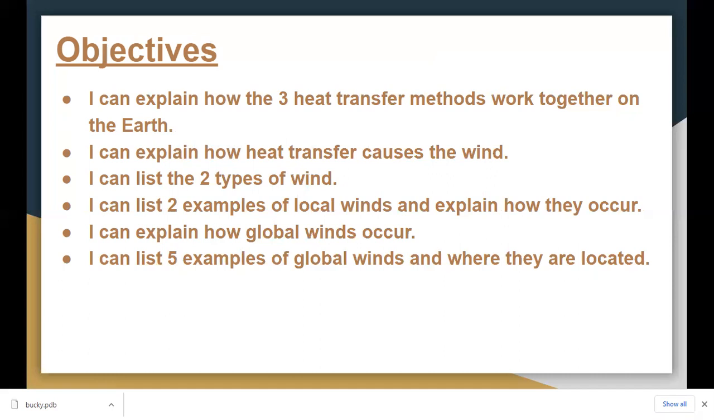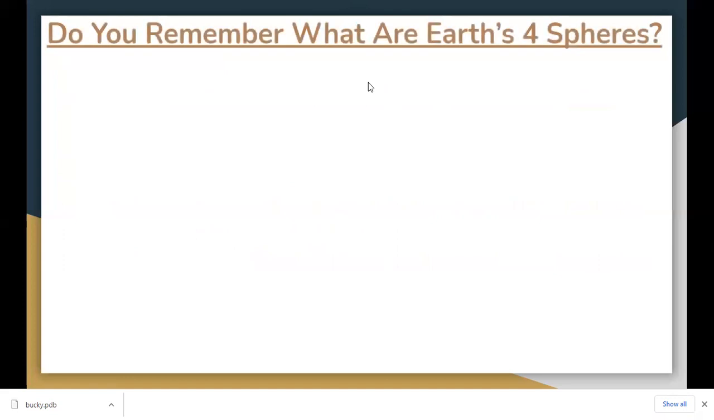Just a little bit of a hint, to find the answers to these objectives, look at the title on the slide, the question at the top of the slide. So for example, on the first slide here that says, do you remember what are Earth's four spheres? It would be the title that you're looking for to get the answers to your questions, and then the information that's on the slides.